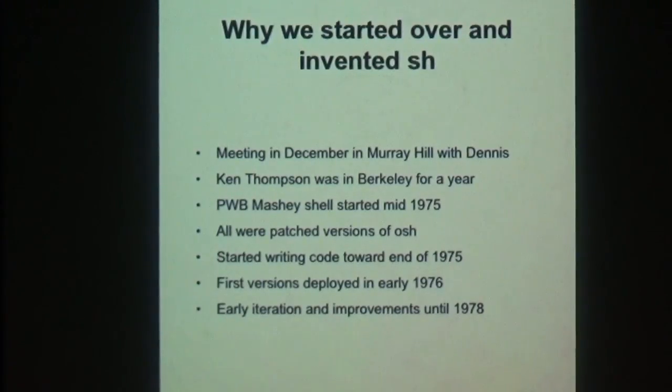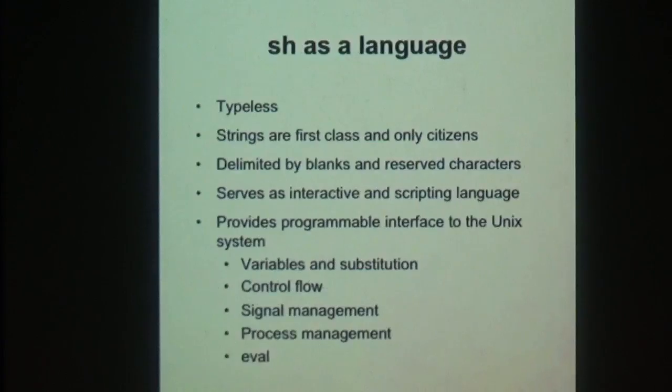He wasn't making any changes to the original shell. And John Mashey also had a shell in the Programmer's Workbench group, which was a big production group at Bell Labs at the time. They had started work also on some quite reasonable improvements to the shell. So we started writing code in 75, the first version got deployed in 76, and it didn't take long to write the code originally. But then a bunch of iterations happened after that, and I'll go through some of them, which didn't really settle down until 78 when we shipped the 7th edition.